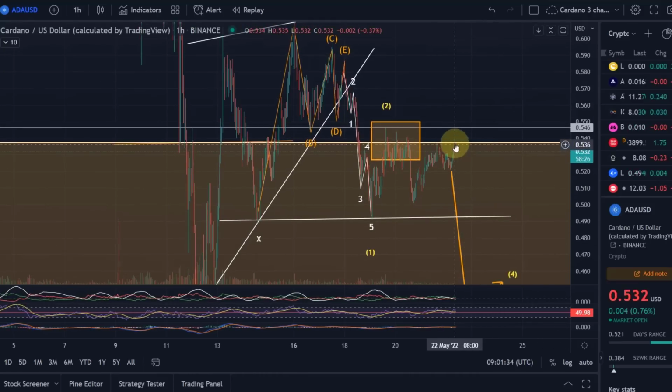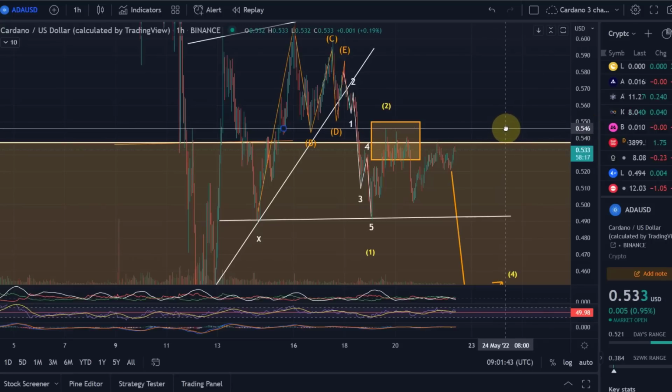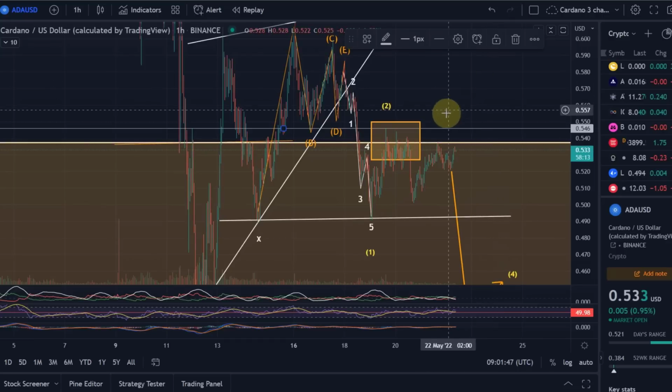Are we coming up too far here at the moment? Not yet. The invalidation point for this scenario would be the 54.5 cent level, or let's call it 54.6 cents. Above this level, this scenario here would be invalidated.